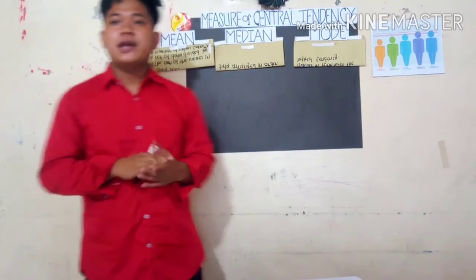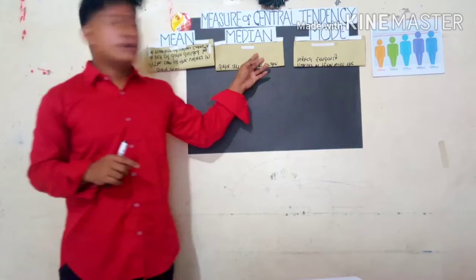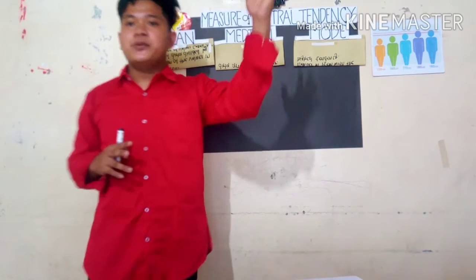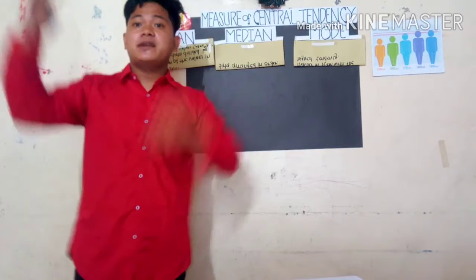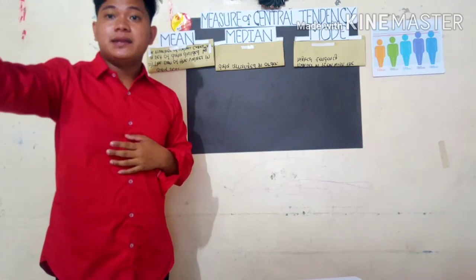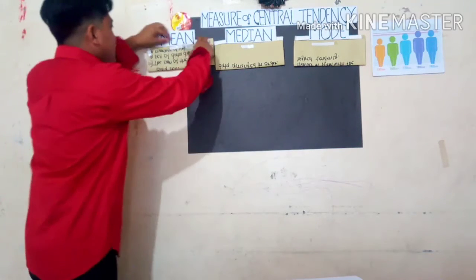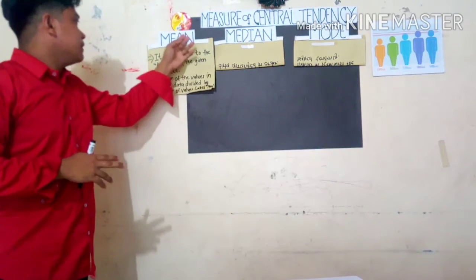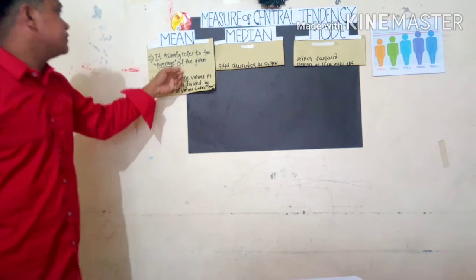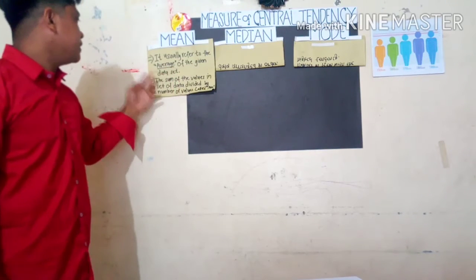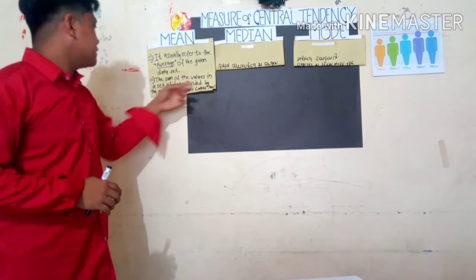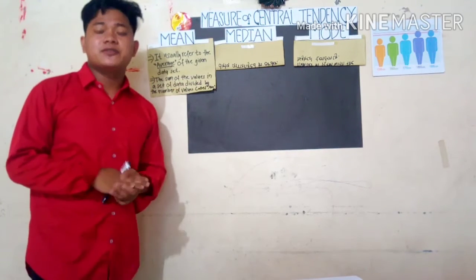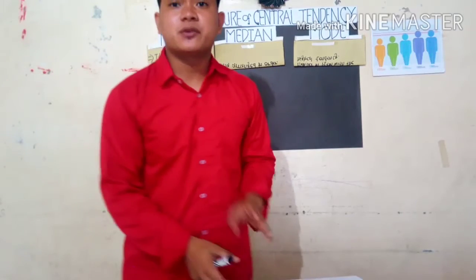From our activity a while ago, I know that you already have an idea of what a mean, a median, and a mode are. So does any one of you want to define a mean? Yes, Gilbert. A mean is usually referred to as the average. Take note of the word average, class. Let us read. Mean usually refers to the average of the given data set, and the mean is the sum of the values in a set of data divided by the number of values. Let's have an example for this.